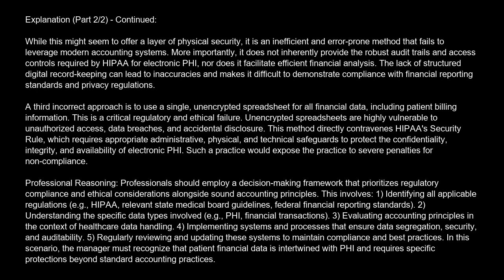A third incorrect approach is to use a single, unencrypted spreadsheet for all financial data, including patient billing information. This is a critical regulatory and ethical failure. Unencrypted spreadsheets are highly vulnerable to unauthorized access, data breaches, and accidental disclosure. This method directly contravenes the HIPAA Security Rule, which requires appropriate administrative, physical, and technical safeguards to protect the confidentiality, integrity, and availability of electronic PHI. Such a practice would expose the practice to severe penalties for non-compliance.